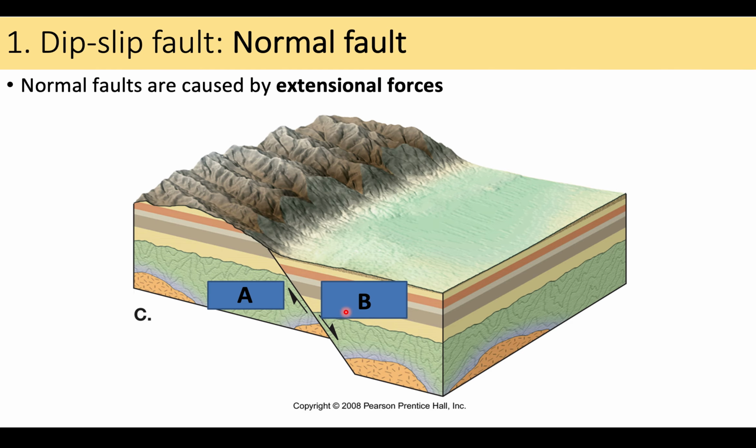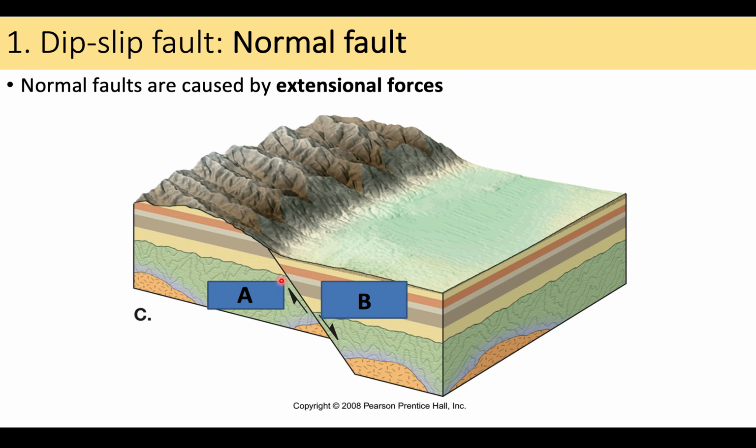So this is called a normal dip-slip fault, where the hanging wall moves down relative to the foot wall. You'll notice this brown rock layer. The brown layer is on top of a yellow layer, or bed. Then we have the yellow layer here, which is on top of the green.